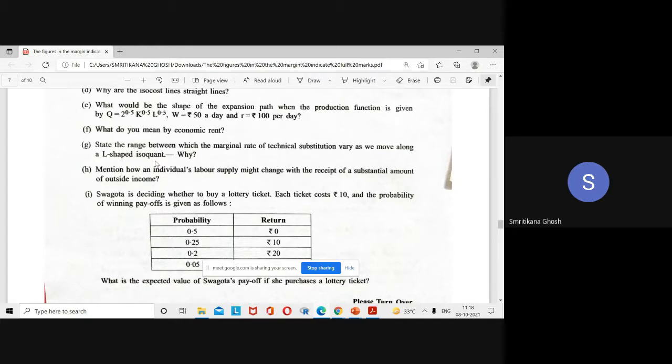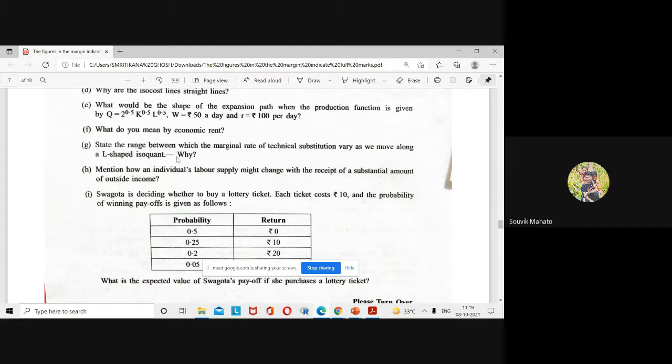You cannot produce on the horizontal stretch. You cannot produce on the vertical stretch, because these are all in the non-economic zone of production. So for the state the range part, there is no range. It's only a point. Then for why, you have to give the answer that along the horizontal stretch MPL is 0, and along the vertical MPK is 0. So both sections are non-economic zones of production. The economic zone of production is just at the kink point of the L-shaped isoquant. That will be your answer. Is it okay? Is it okay now?